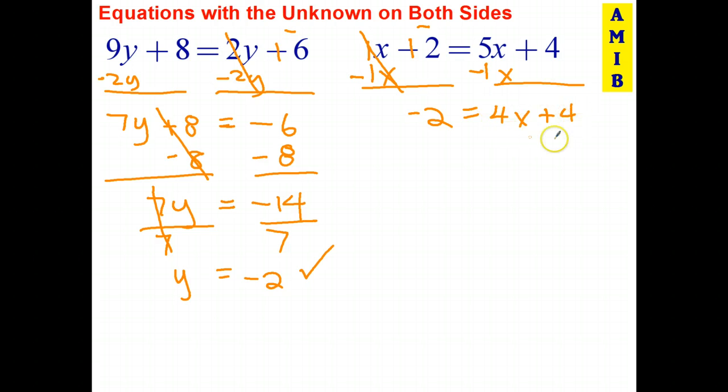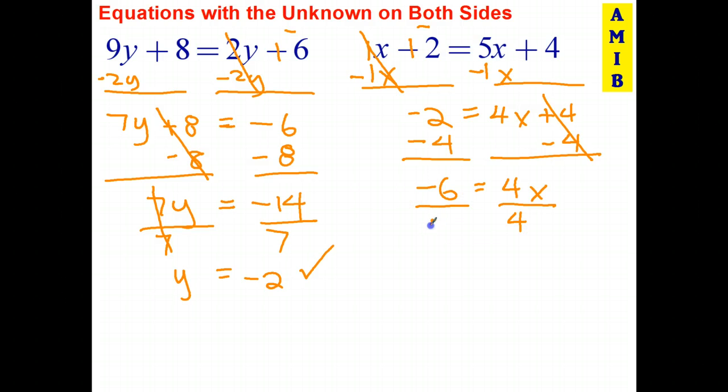Now I've got to get the x by itself, so I subtract 4 from both sides. They cross out. That leaves just the 4x on the right. Negative 2 subtract 4 is negative 6. Divide both sides by 4. And again, I'll write the x on the left-hand side equals negative 6 over 4.